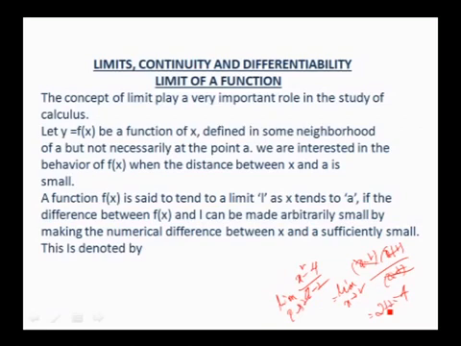Let y = f(x) be a function of x defined in some neighborhood of a, but not necessarily at the point a. We are interested in the behavior of f(x) when the distance between x and a is small. A function f(x) is said to tend to a limit L as x tends to a if the difference between f(x) and L can be made arbitrarily small by making the numerical difference between x and a sufficiently small. This is denoted by limit of f(x) as x tends to a is equal to L. This means f(x) approaches the value L as x approaches the value a. So that is the concept of limit. f(x) takes values very nearly equal to L as x takes values very nearly equal to a, possibly not a itself.